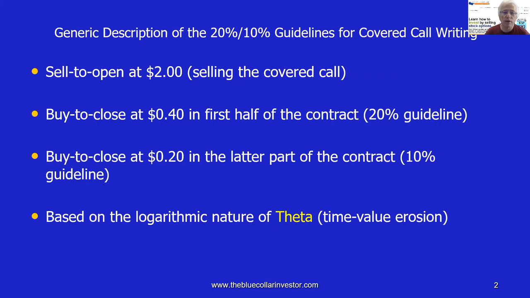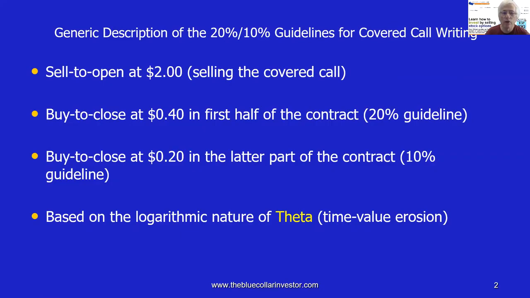Let's assume we buy a stock and then sell the covered call option for $2. That, of course, is known as selling the covered call. Now, we would buy to close at 40 cents, which is 20% of the $2 initial premium in the first half of the contract. That is the 20% guideline, and it applies to the first half of an option monthly contract.